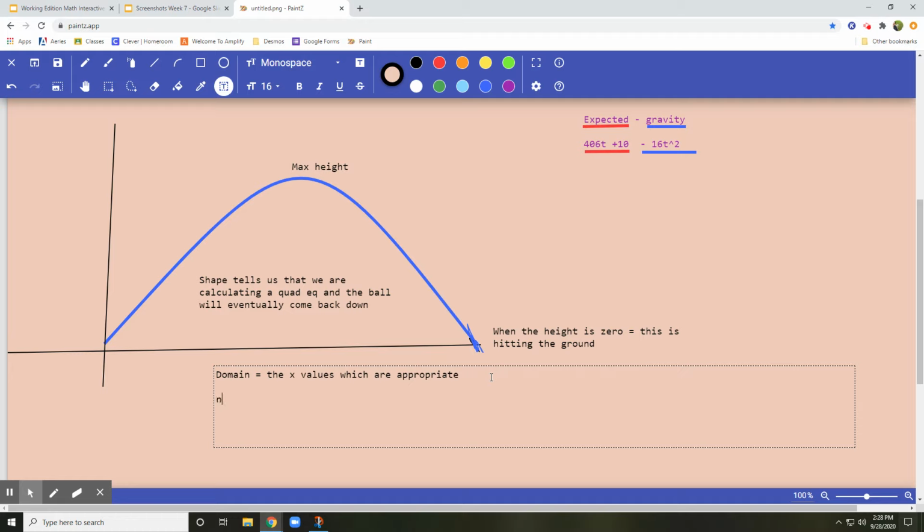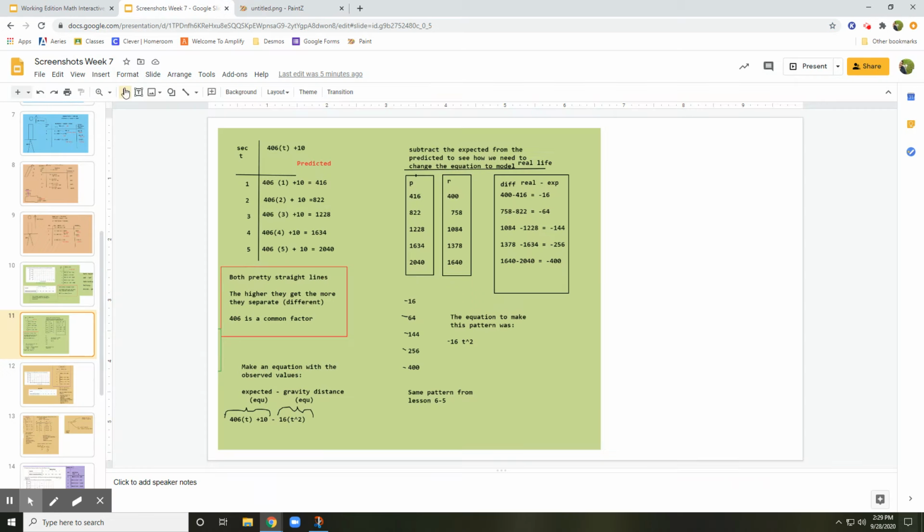There are no negative x values, and nothing past the touchdown point, right? When the height reaches 0. You could do the same experiment if you threw a ball up, right? When would it hit 0? Well, the height is 0 when it falls back down on the ground. That's how it works. That's what we're calculating.